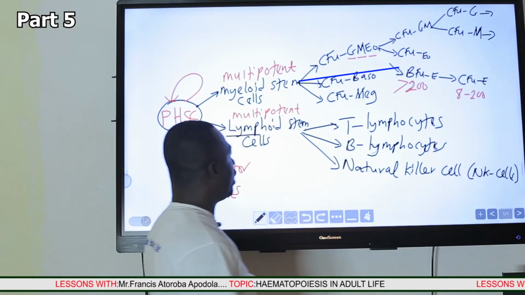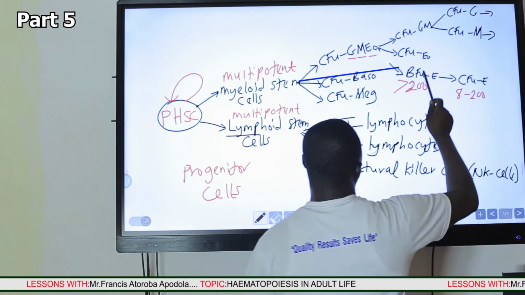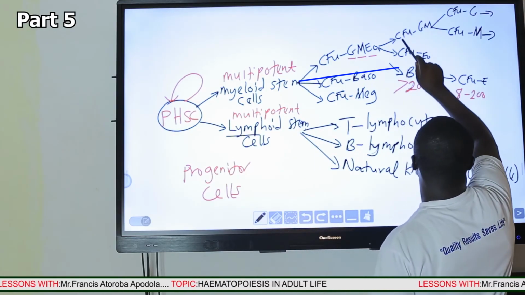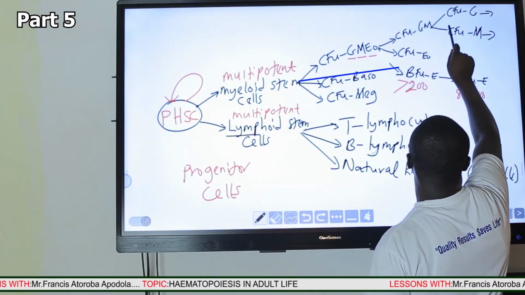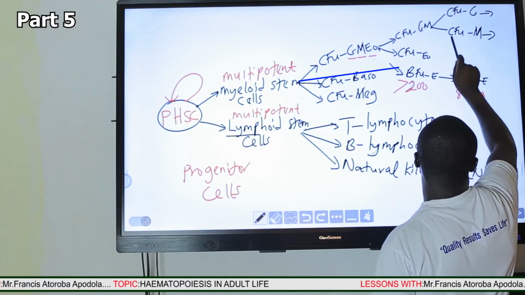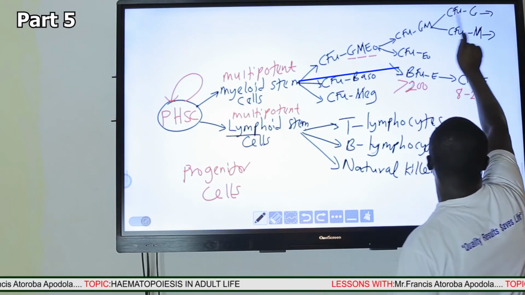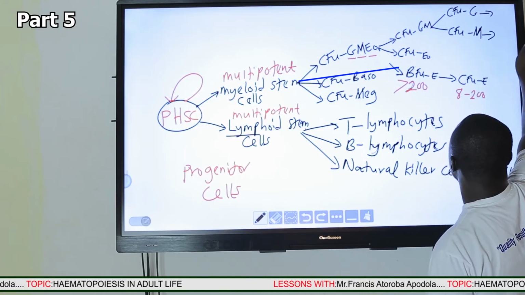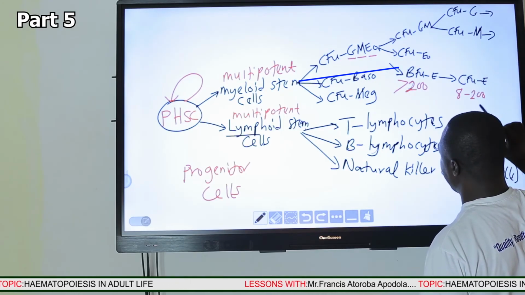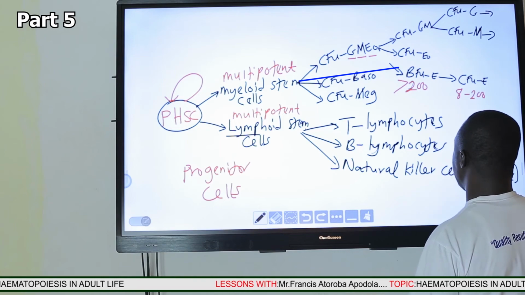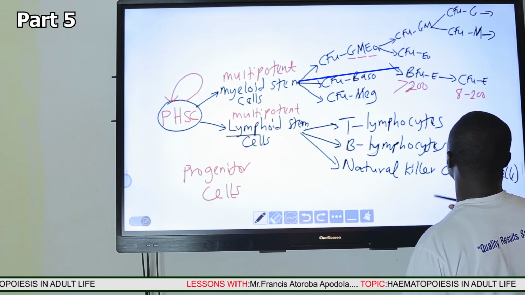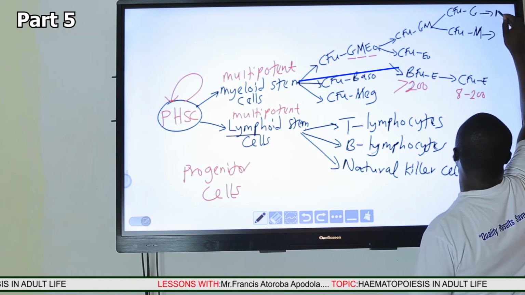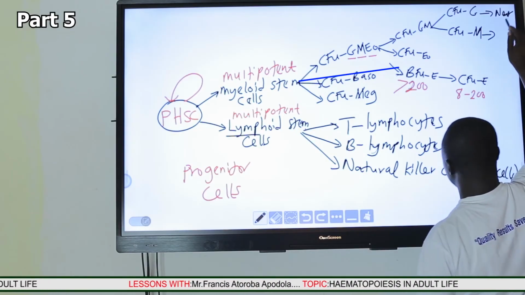So you notice that this colony-forming unit granulocyte, colony-forming unit monocytes. So colony-forming unit granulocyte will only give rise to granulocyte. But the granulocyte in question here is actually the neutrophils. So we will actually produce neutrophils.